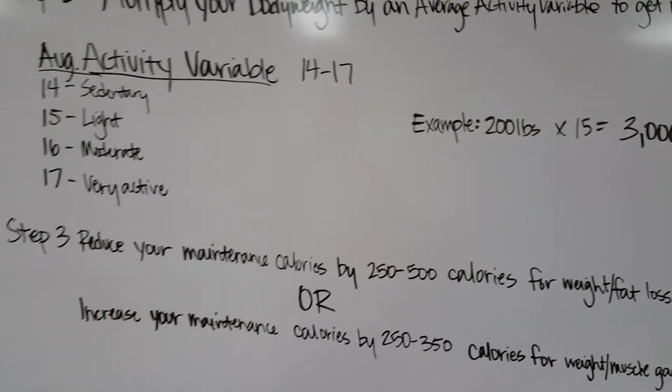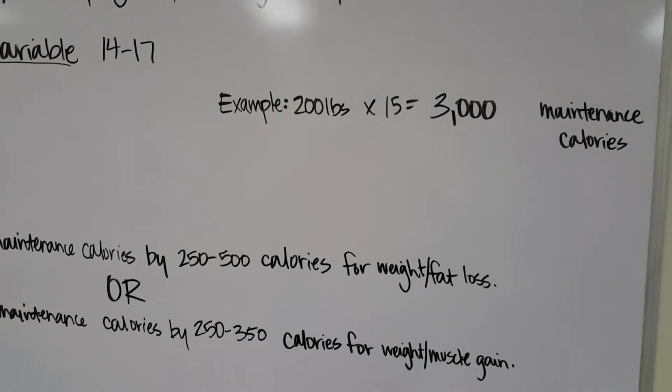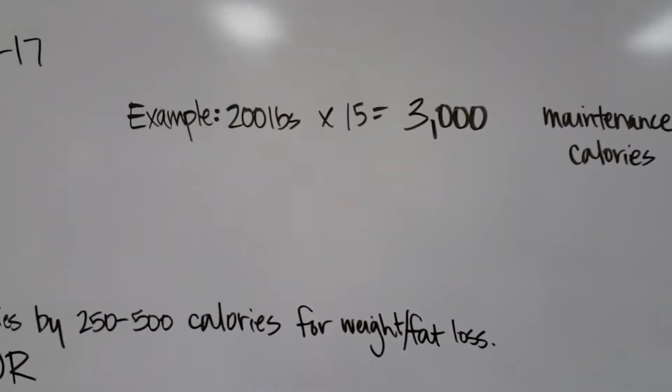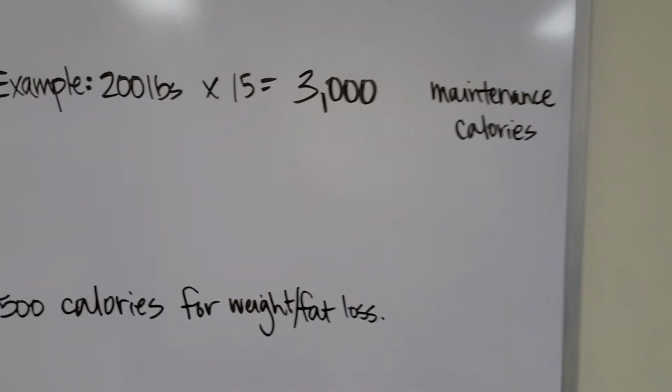They don't work out a ton. You know, they might have a desk job. They might work out 3 times a week, if that. So we take that number, multiply it by 200, by 15. We get 3,000 calories for our maintenance goal.